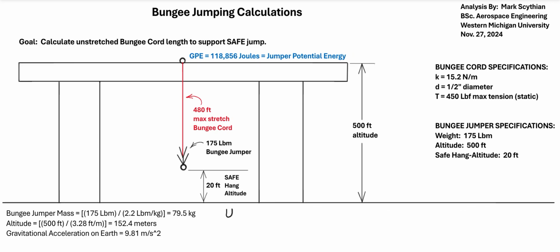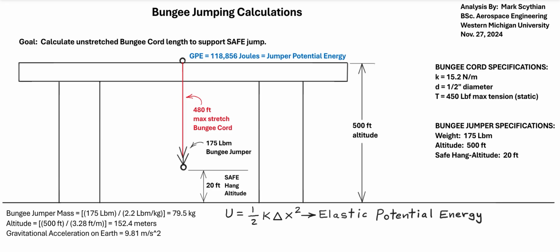Next step is to access the elastic potential energy equation. So elastic potential energy U is equal to 1/2 the K constant of the bungee cord times the change in X, or the stretch distance of the bungee cord, that value squared. So that is the elastic potential energy. So essentially, bungee jumping is when we transfer the jumper's gravitational potential energy before the jump into the cord in the form of elastic potential energy.